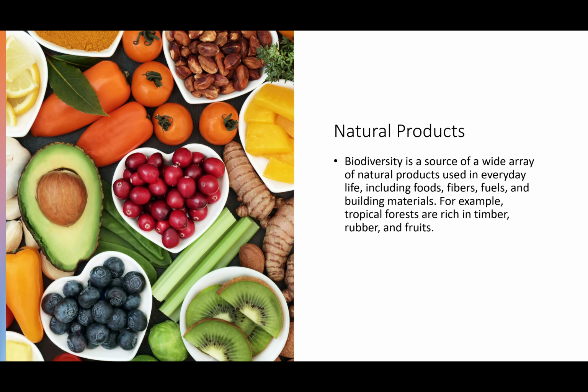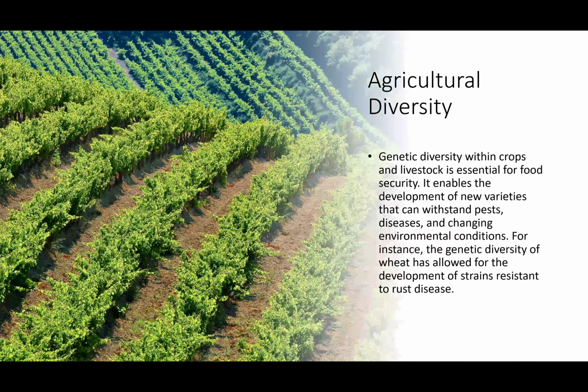For example, tropical forests are rich in timber, rubber, and fruits. So rubber can be used in industrial processes via the vulcanization of rubber using sulfur. I'm so sorry, I have to mention chemistry at every waking moment. And then timber can be used for the creation of buildings, etc. And fruits are fruits, right? They contain vitamins and trace minerals and so on that can be used for human nutrition.